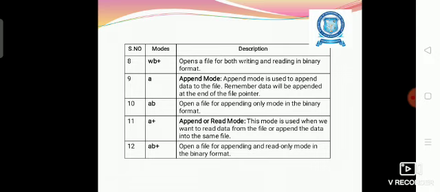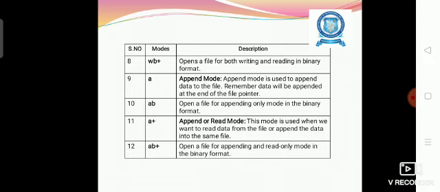And again, some modes are there for appending. A means append mode. Append mode is used to append data into the file. Append means the existing content cannot be modified. Additional content can be added to the end of the file. That is called appending. So the content cannot be modified, only additional content can be added using the append mode.